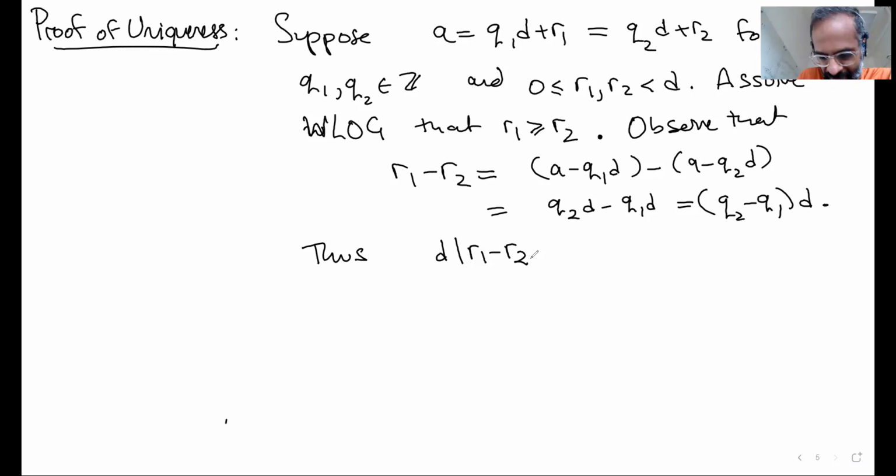Or another way to put it, D divides R1 minus R2, but R1 minus R2 is strictly less than D, right? Because I chose R1 to be bigger than R2. So I have two numbers strictly less than D and I subtract the smaller one. So now D divides a number smaller than it. That's only possible if that number is 0.